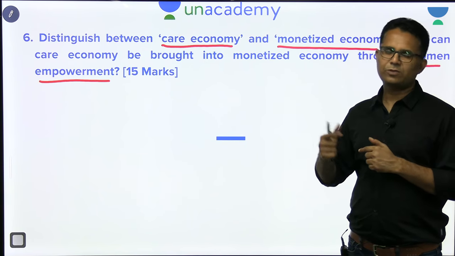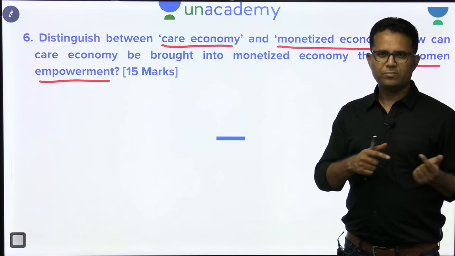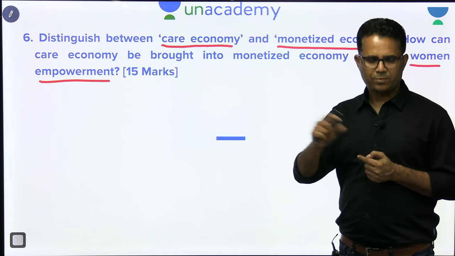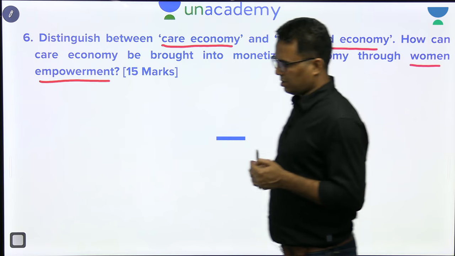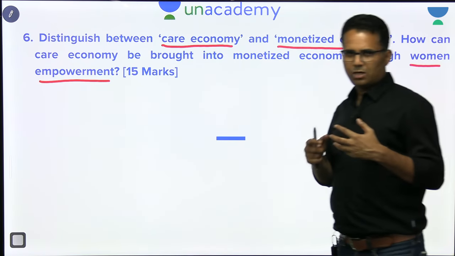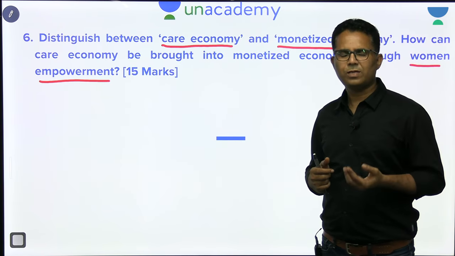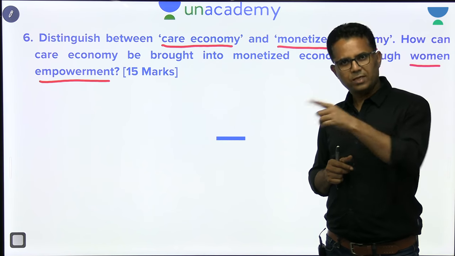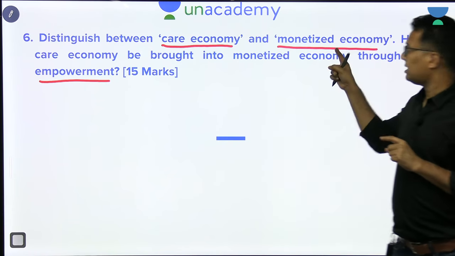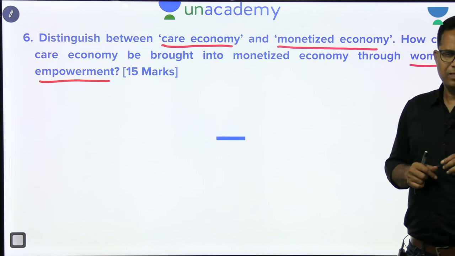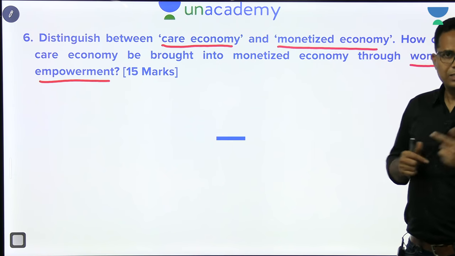When she was not doing a job and was taking care of her child at home, it was care economy. When she is doing a job, through women empowerment, and she is hiring help and paying for the crèche, then it is monetized. When a woman doesn't prepare food at home and hires a maid and pays for the maid's services, either for food preparation or for taking care of the home, whether she is paying in cash or online, doesn't matter, but she is not doing the household activity and she has hired a maid, then it is getting monetized.